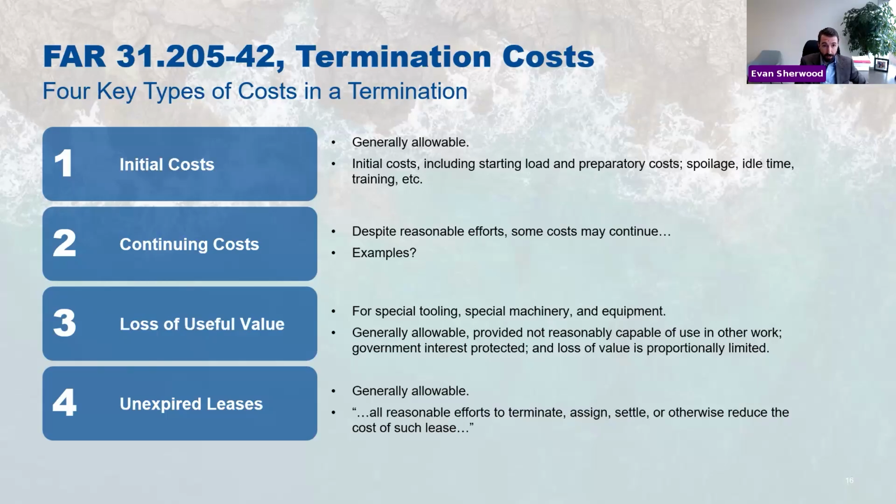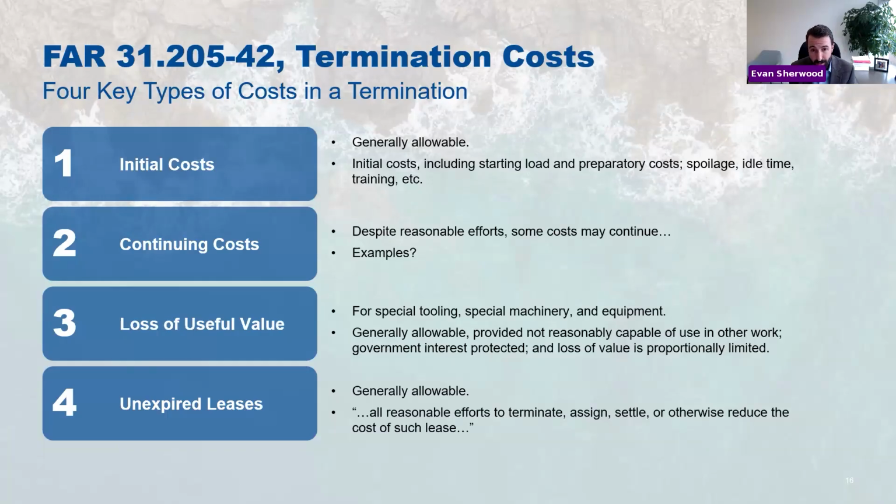Another one is continuing costs. This is key. I said earlier, the government understands that you can't just stop costs the moment that you get the termination notice. Your whole enterprise is doing things. You generally can't just stop. Well, if a CEO or an auditor ever asks you, well, where does it say that in the FAR that your continuing costs are allowable? Well, it's in this cost principle.